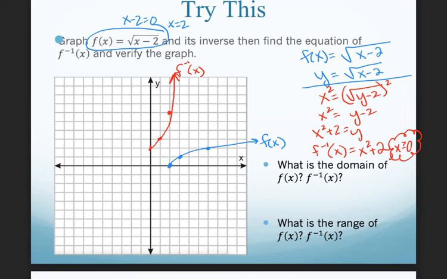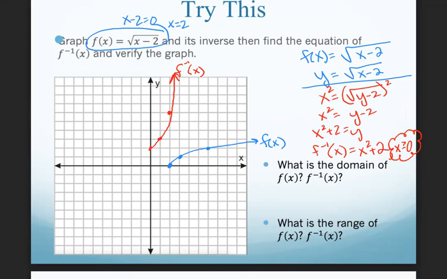X is going to be greater than or equal to 0, or sometimes it might be less than or equal to 0. Okay, how do we know which one it will be? Well, if we look at our original f of x, it was a square root, and square roots have to be positive, right? If it was a negative square root, then it would have to be negative, because we can't take the square root of a negative number. That would be imaginary.